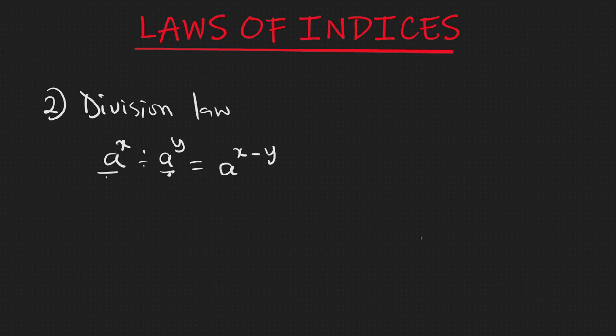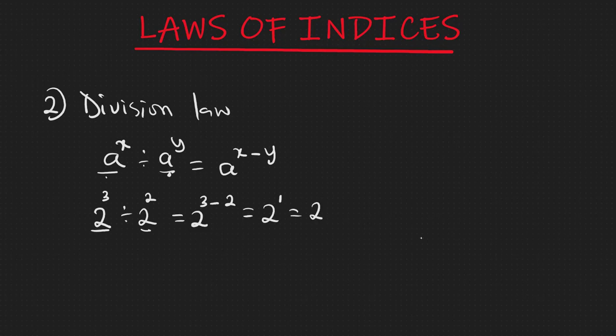In a real example, when we have 2 raised to power 3 divided by 2 raised to power 2, since the bases are the same, we can simply subtract the powers, giving us 2 raised to power 1, which is the same thing as 2.